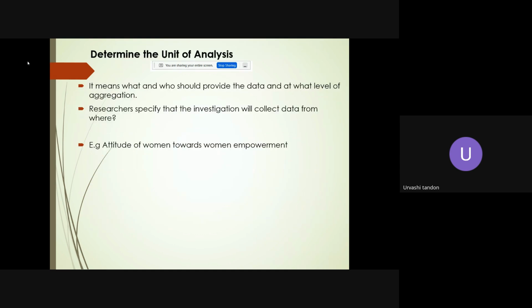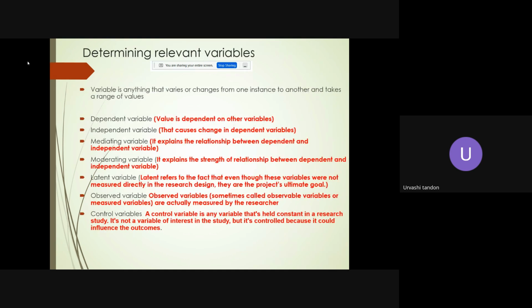Now, when we determine the unit of analysis, the very important part is identifying the variable. There are multiple types of variables, like the dependent variable. A dependent variable means this value is dependent on another variable. Let's say IQ is dependent on age or the diet we eat, right? Job stability is dependent upon the perks. Job stability is the dependent variable, and perks or fringe benefits may be your independent variables.